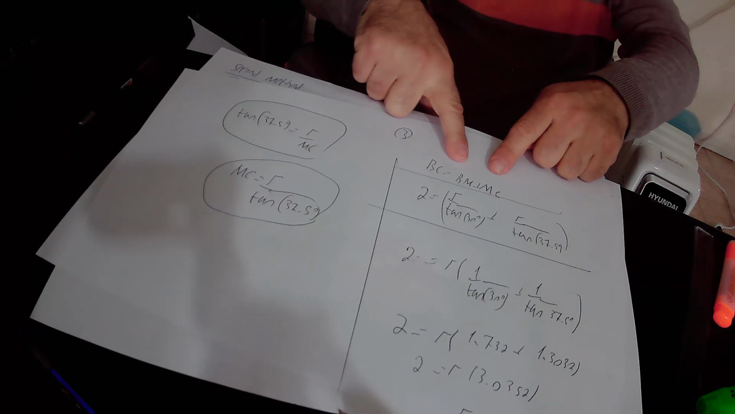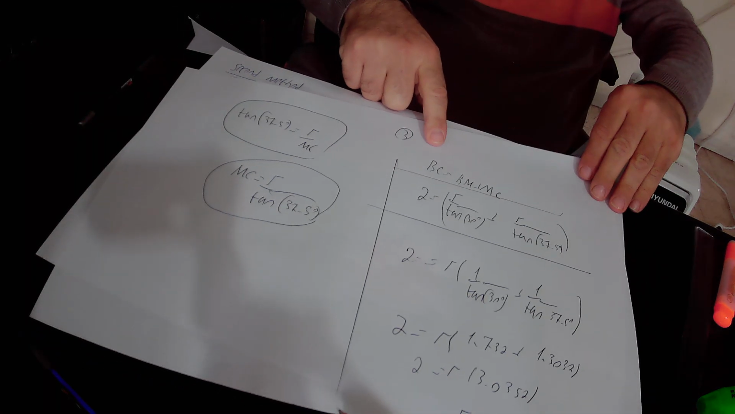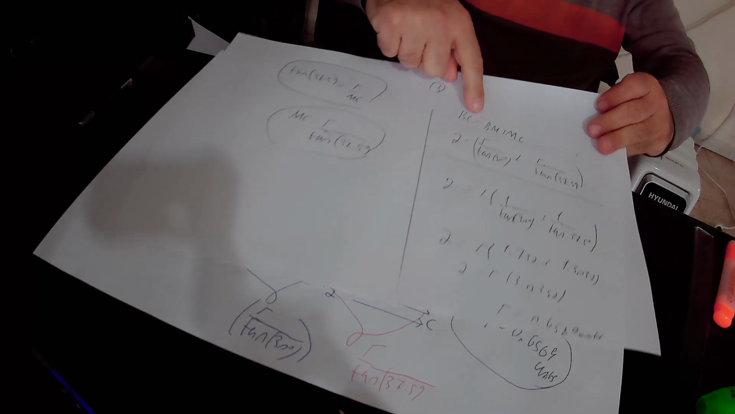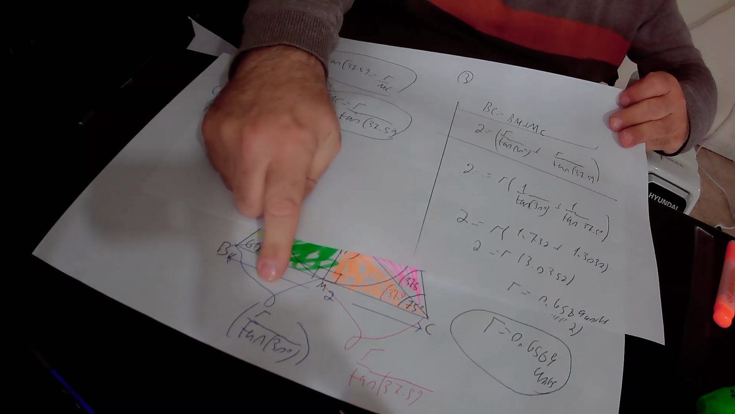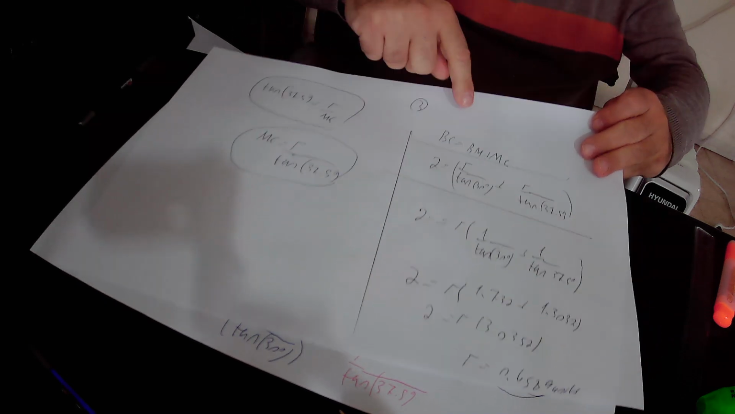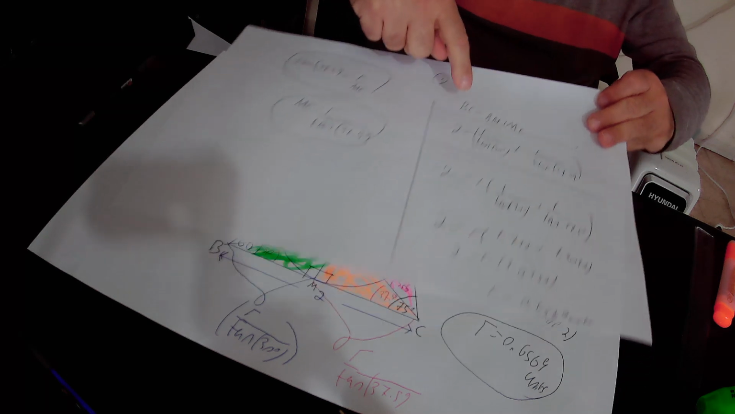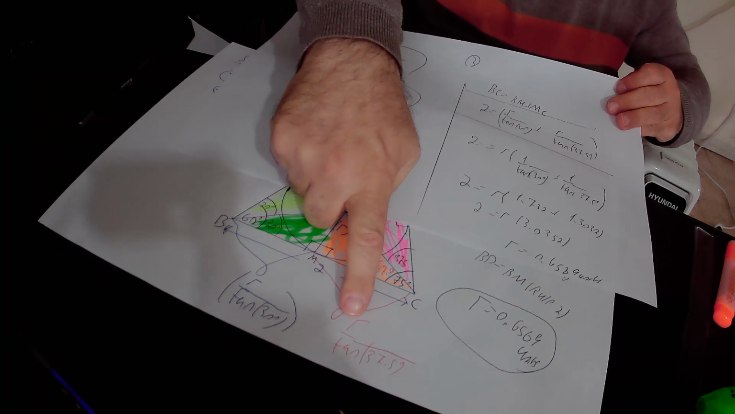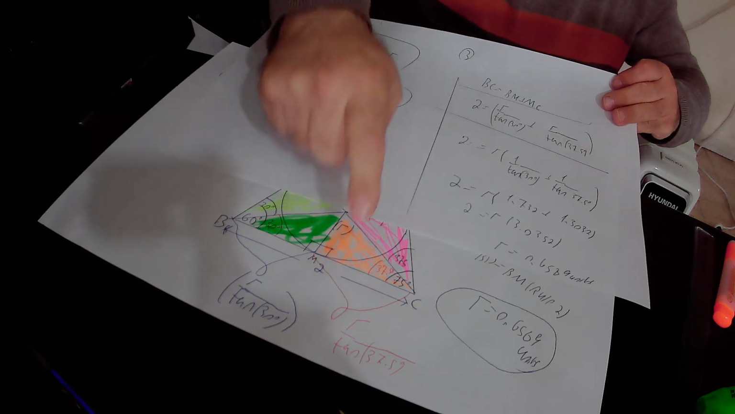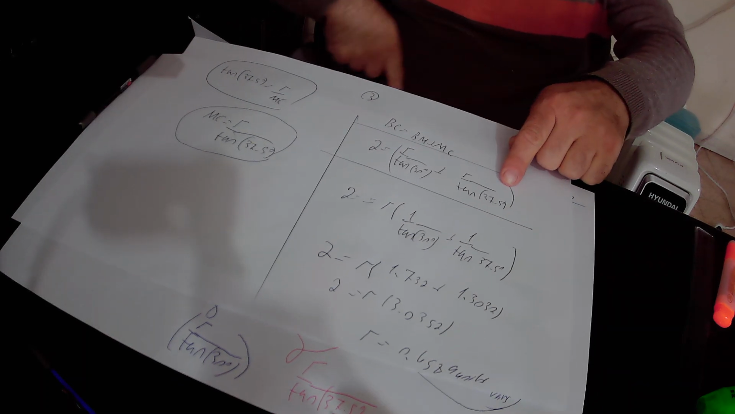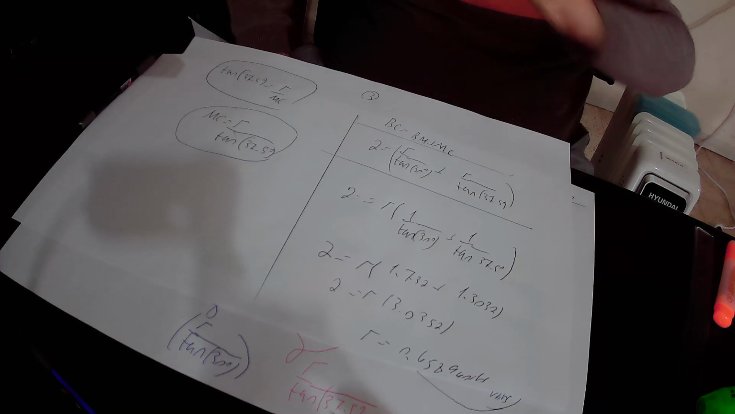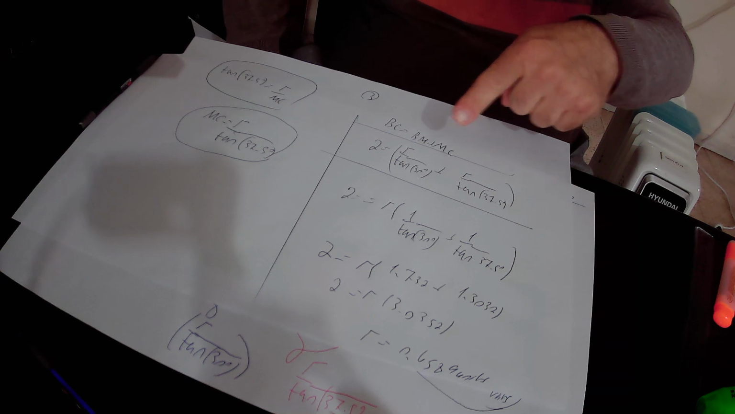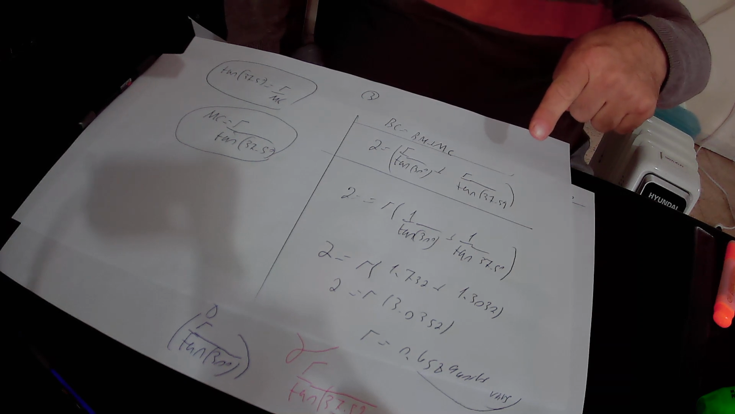BC equals BM plus MC. BC is 2 according to what is given. BM is R over tangent 30 degrees. And MC is R over tangent 37.5 degrees. So we found out that 2 equals R over tangent 30 degrees plus R over tangent 37.5 degrees.